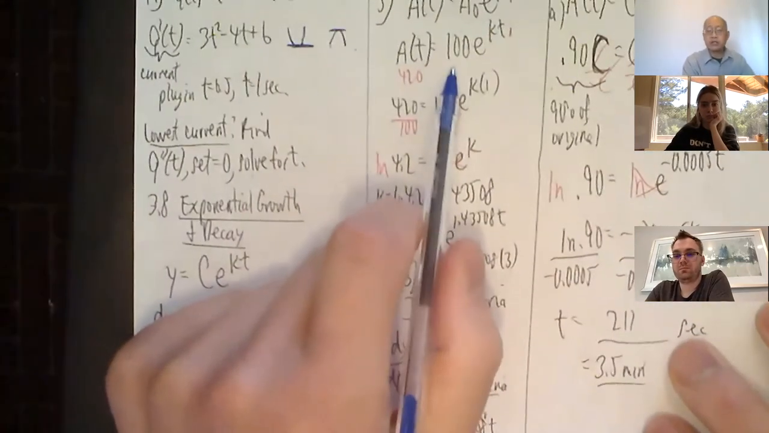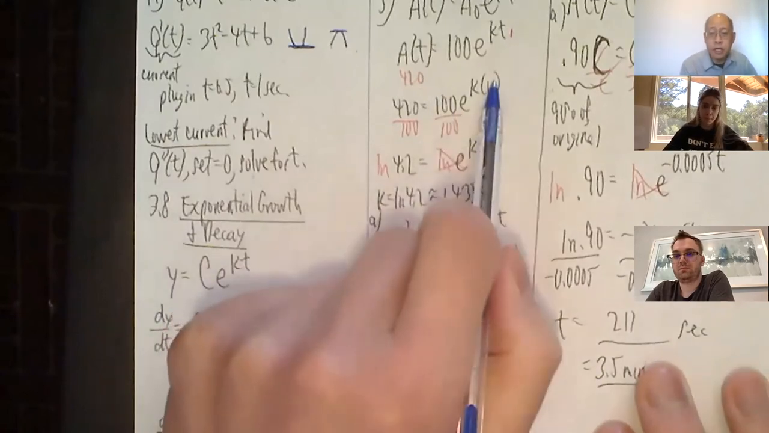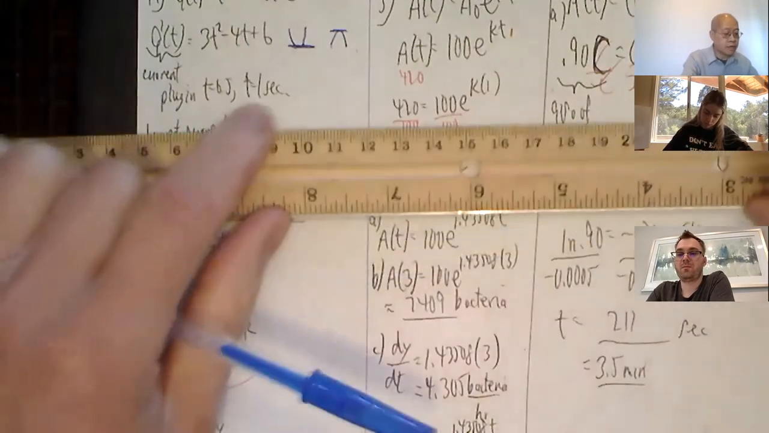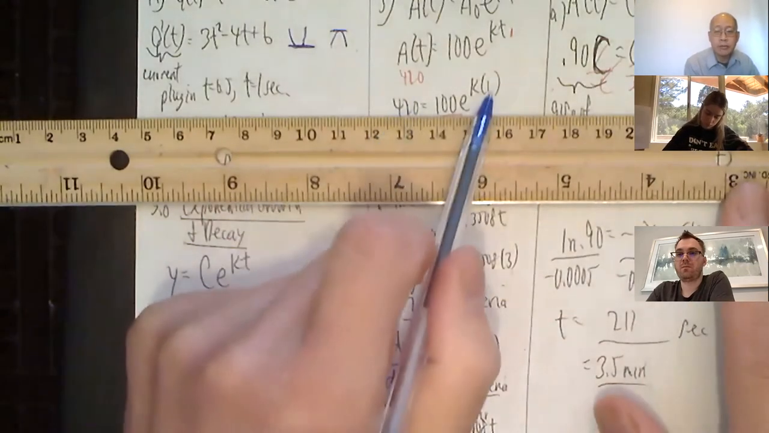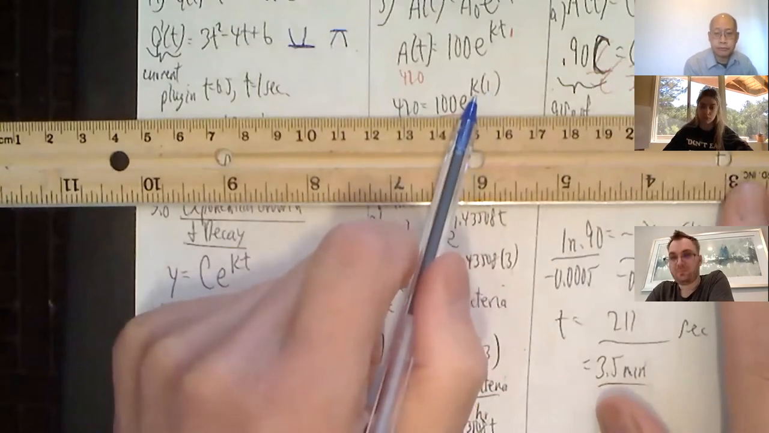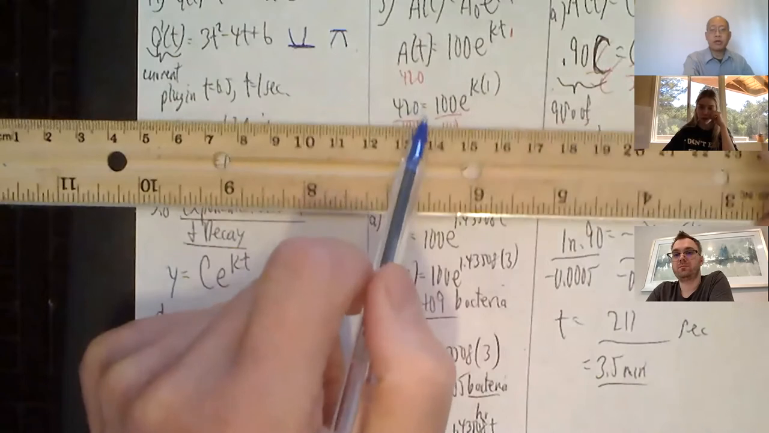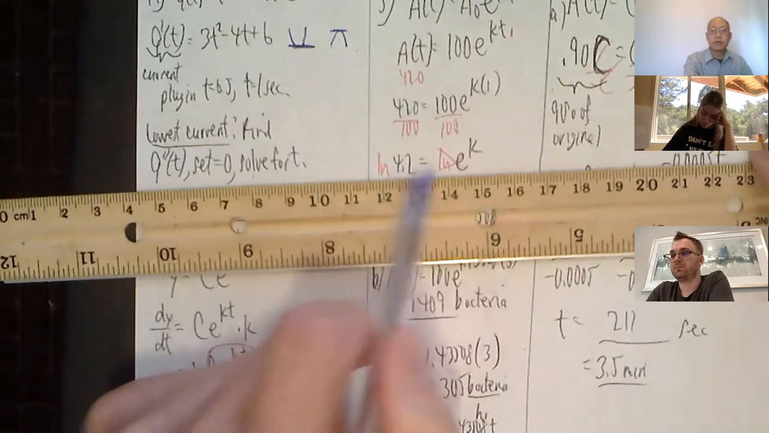Find an expression for the number of bacteria after T hours. Okay, so what we're going to do here is, they told me I have 100 at the beginning. After 1 hour, so I plugged in 1 for T, the new amount was 420. So my equation now looks like this. 100 goes here. The new amount is 420. I plug in 1. So the first thing I need to do is solve for K. And of course, K times 1 is K. So I divided both sides by 100. 420 divided by 100 is 4.2 equals e to the K.